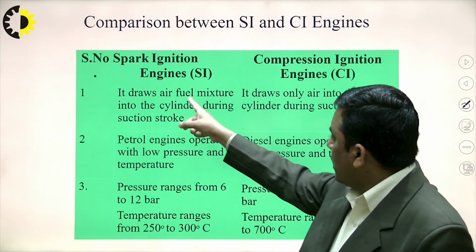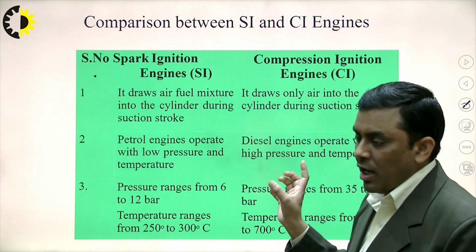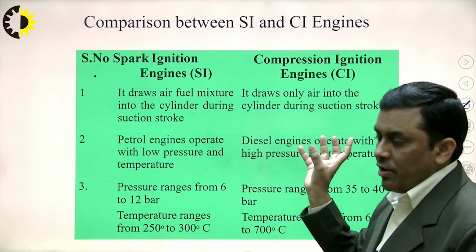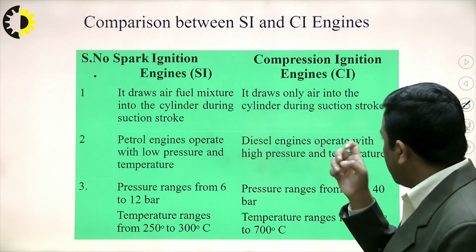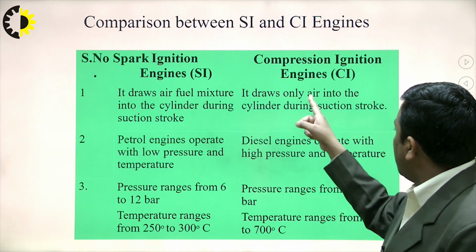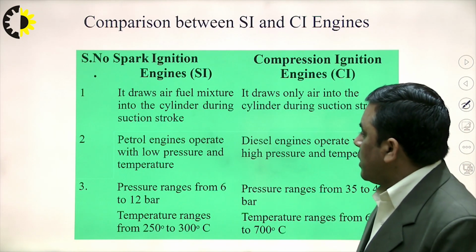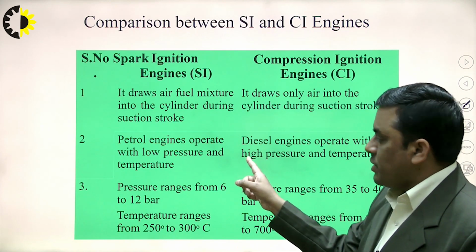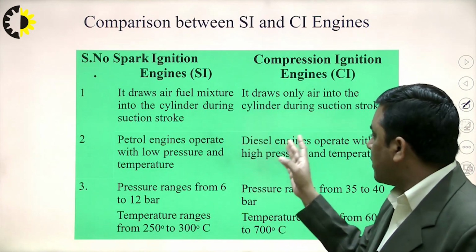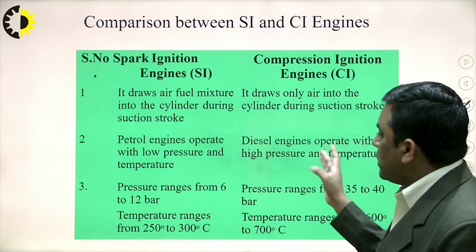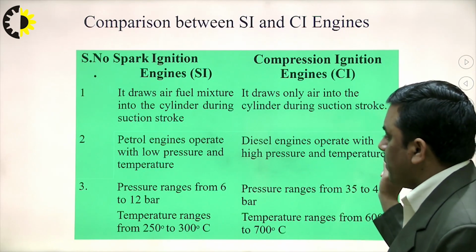So, it draws air fuel mixture into the cylinder during suction stroke. Obviously from the carburetor the air petrol mixture will be sucked into the cylinder, whereas in case of CI engine the air will only be sucked. Second, petrol engine operates with a low pressure and temperature, because the compression ratio of petrol engine is less as compared to the diesel engine. So, its working pressure is low, whereas the diesel engine is having high pressure.